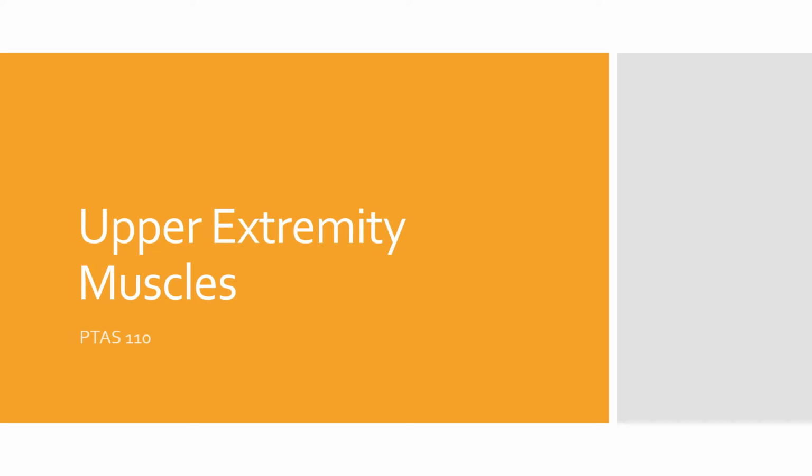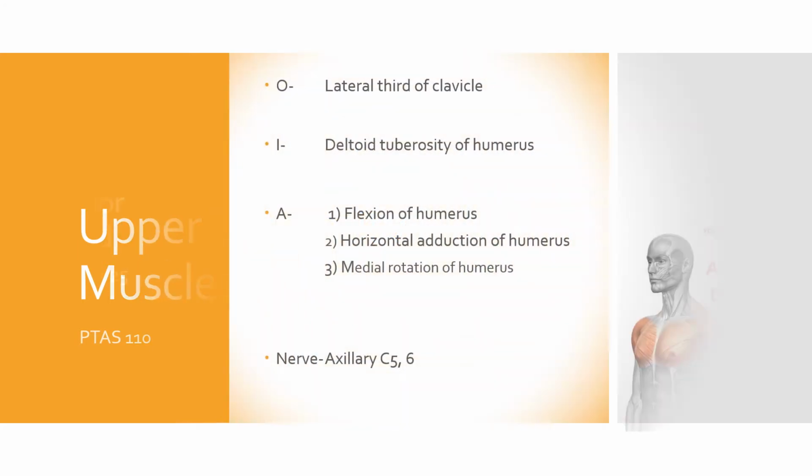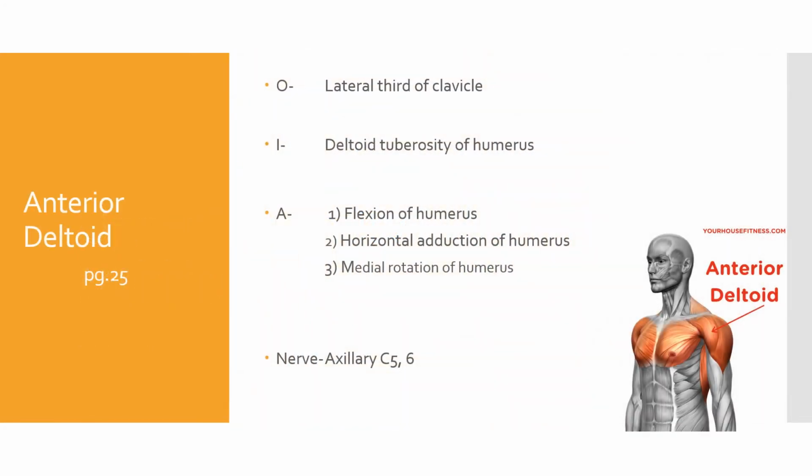Upper extremity muscles. Anterior deltoid origin, lateral third of clavicle. Insertion, deltoid tuberosity of humerus. Three actions include flexion of humerus, horizontal adduction of humerus, as well as medial rotation of humerus.